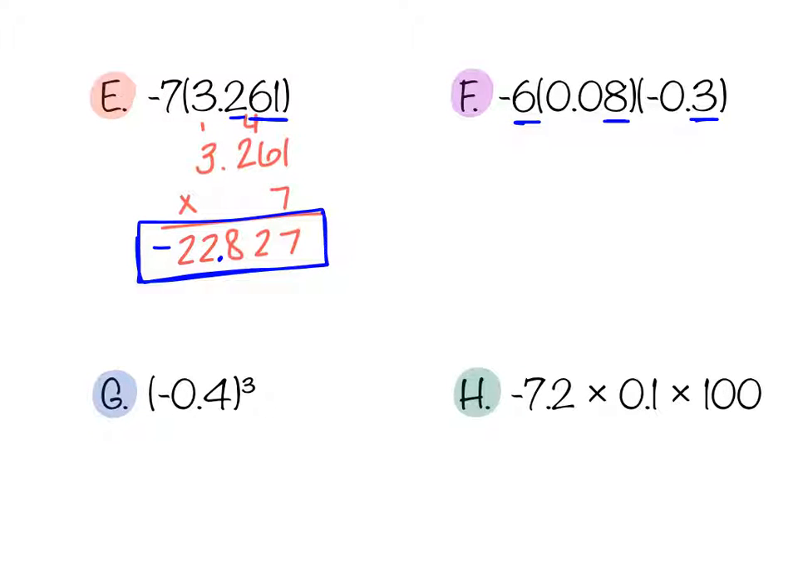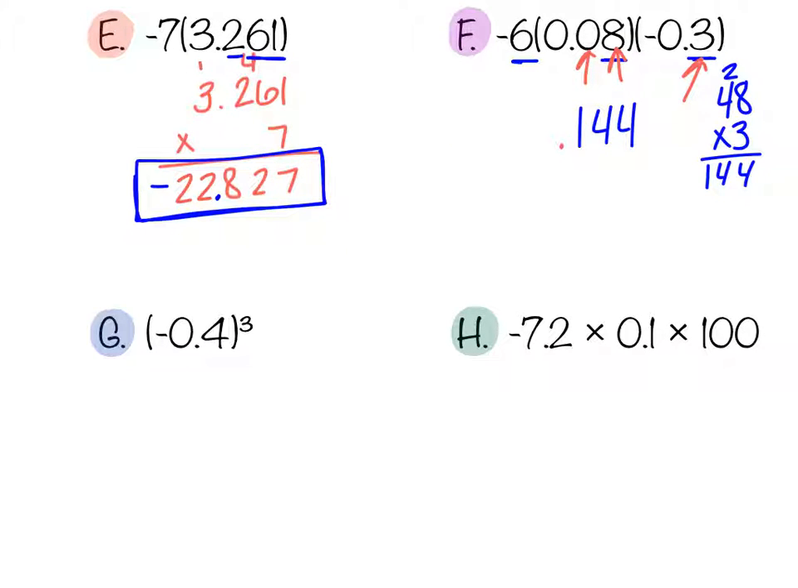In example F, we have a 6, we have a 3 or 8, and we have a 3. The rest of the numbers are just zeros. So I'm going to do 6 times 8, which I know is 48, and then times 3. 3 times 8 is 24. 12 plus 2 is 14, so we get 144. But I need to go back and check 2 things. Count my negatives. I've got 2 of them, so my answer is positive. And count my decimal places. 1, 2, 3. So positive 0.144.